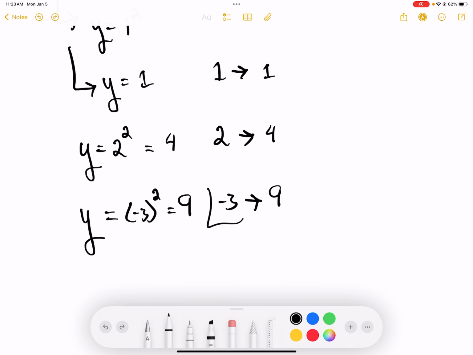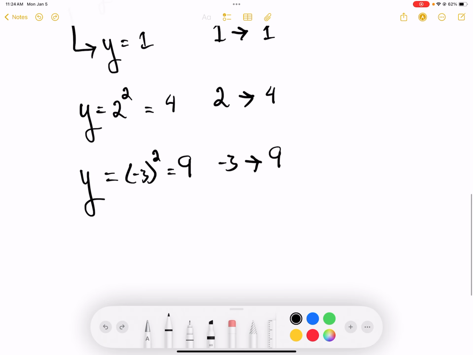-3 maps to 9. When -3 is my input, 9 is my output. These are one-to-one relationships. For every input, I have exactly 1 output. Now, there are some examples where there's 2 inputs that map to the same output.